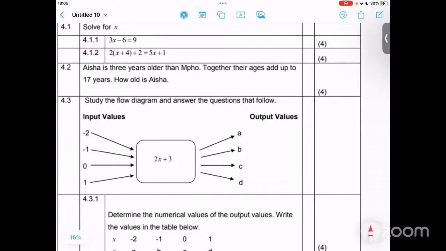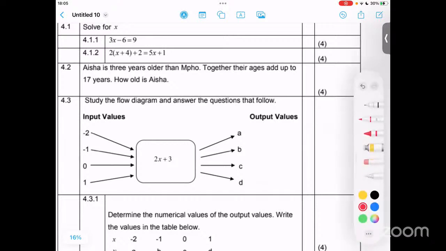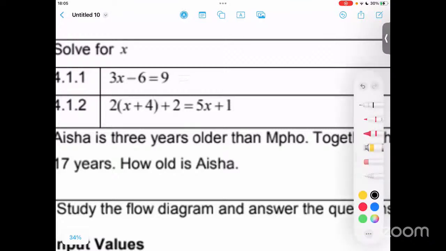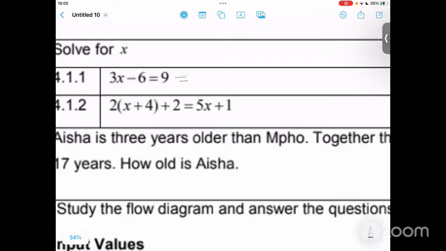Ma'am, you're gonna take the 6 across the equal sign to make it 9 plus 6. Well, 3x equals 9 plus 6. That's gonna equal 3x equals 15. 15, yes.